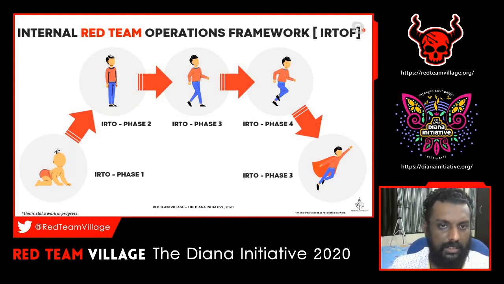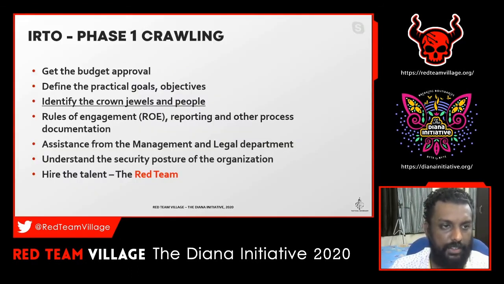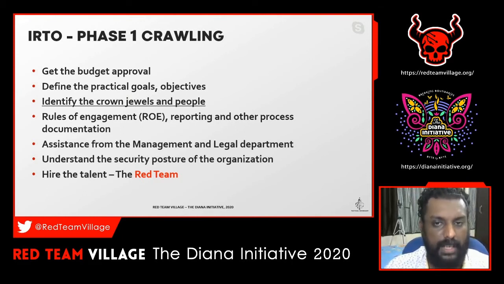Moving on to the next slide, the very first phase of IRTOF, the phase of crawling. This is a very, very basic step of IRTOF, let's say building the team from scratch. The very first thing would be to get the budget approval. If you're planning to build the team, budget is always important, right? You need the budget to get the tooling, hire the talent and all those things, so you need internal budget to be approved. So get the budget approved.